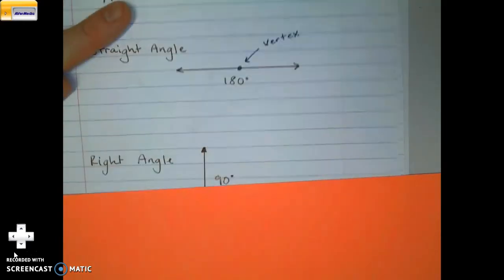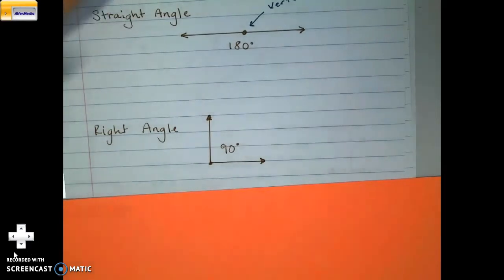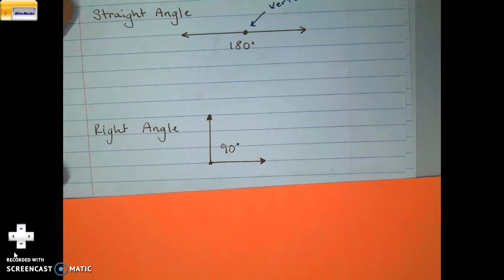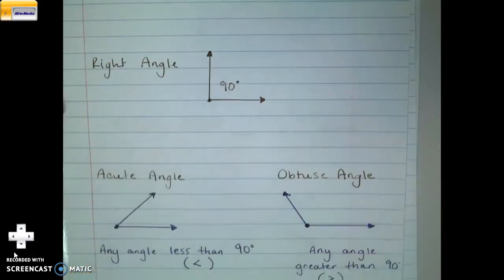Next, we have a right angle. Guys, a right angle is like most things around you. It's the corner of your page, the corner of a book, picture frames, the edge of a box. A right angle is straight up and straight across, 90 degrees. Remember, pause if you need to.